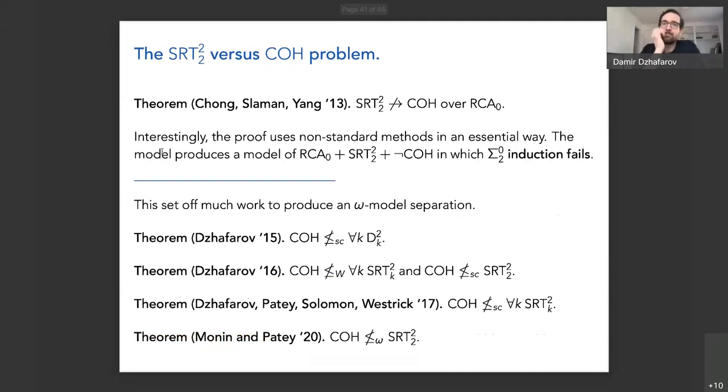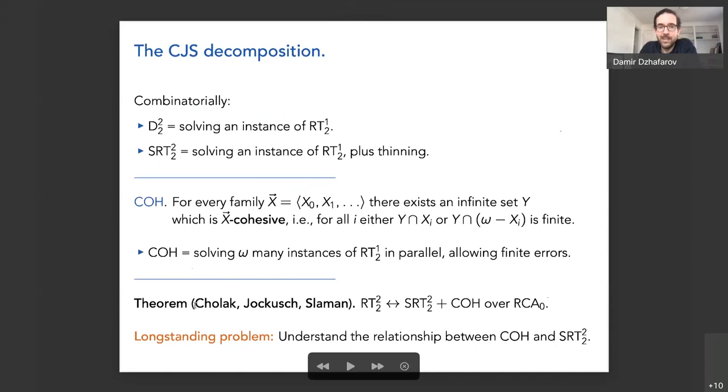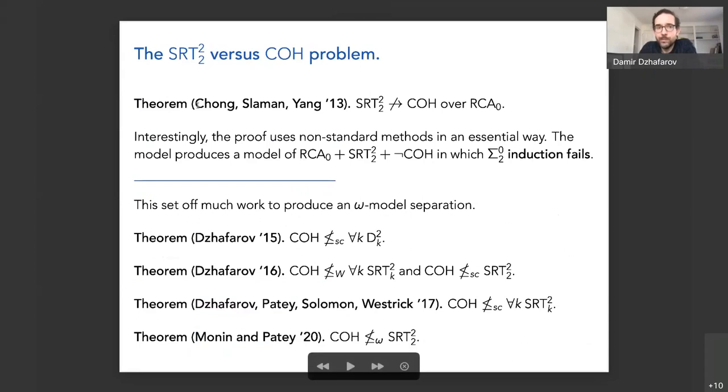Okay, so what was the solution to the original problem? Initially Chong, Slaman, and Yang. I should just go back here. Sorry, I don't mean to make anyone dizzy. This is a paper from around 2000, 2001. Sometime later, in 2013, the formal question was answered, which was: does SRT22 imply CO? Is this split proper? I should say it's very easy to show that CO doesn't imply SRT22. So the pre-processing doesn't imply SRT22, but does the post-processing imply the pre-processing?